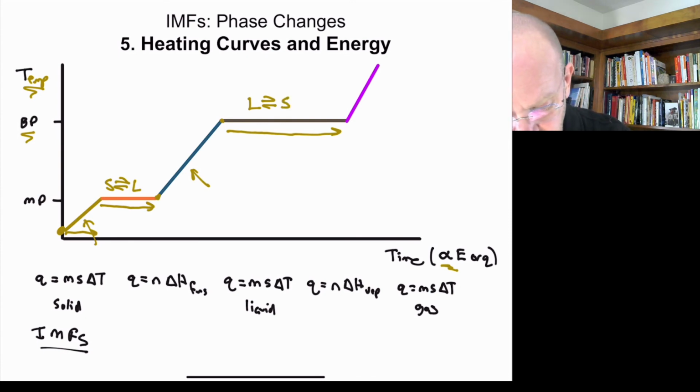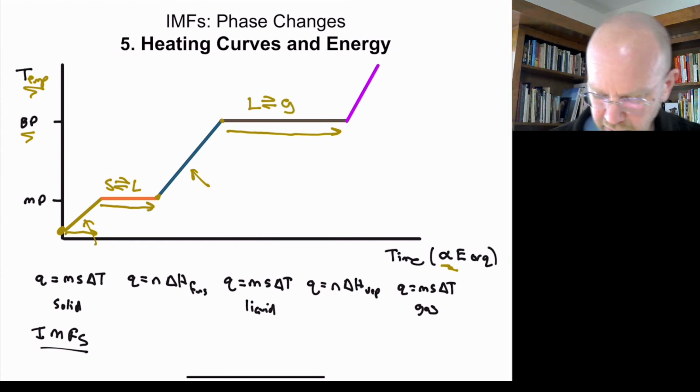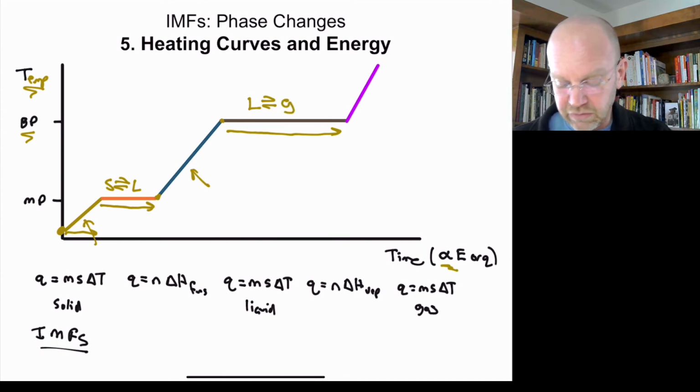So I should write G here, right? Because it's liquid in equilibrium with gas. So there's the liquid phase and the gas phase. This doesn't have to be for water. It can be for any substance.